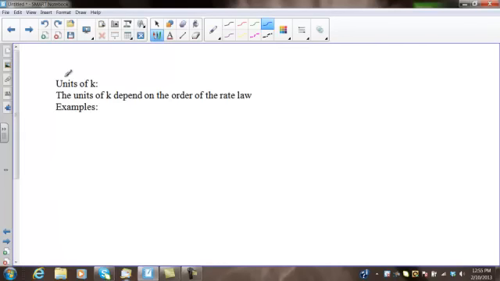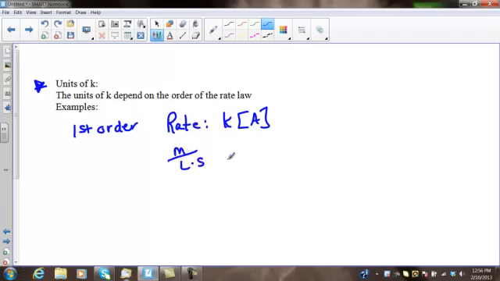One important thing that you'll need to be able to do is tell me the units of K. The units of K depend on the order of the rate law. So for example, if I have a first order reaction with the form of rate equals K times the concentration of A, I told you initially that the rate has units of moles per liter dot seconds.